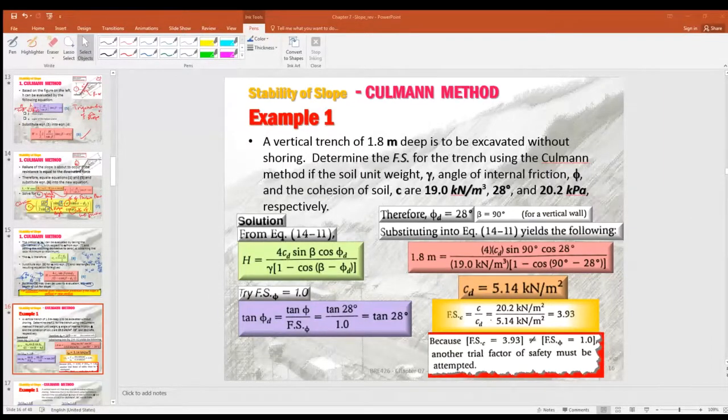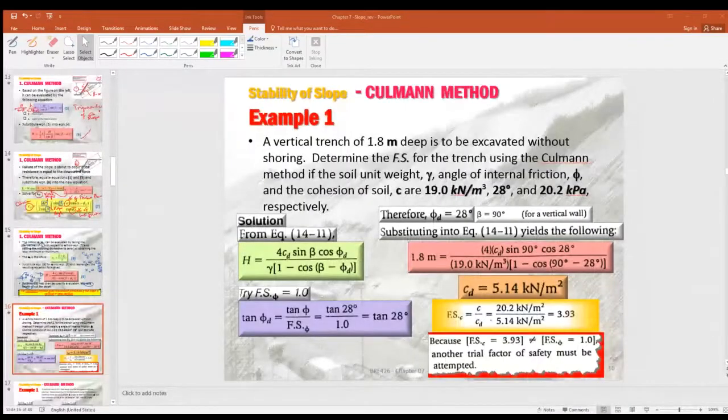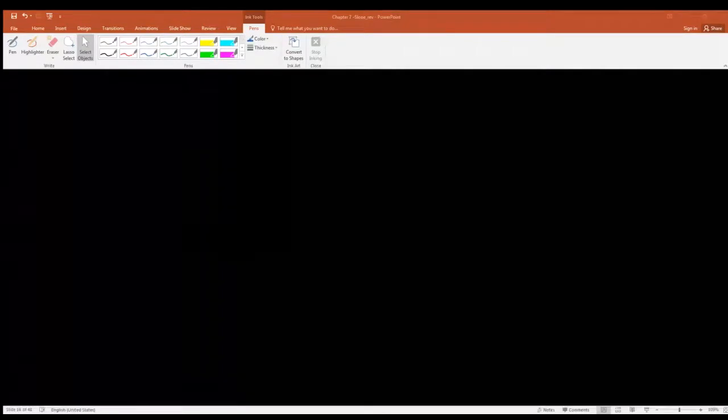Okay, then we should apply this formula to demonstrate how the Coulomb method could be applied to analyze a slope.